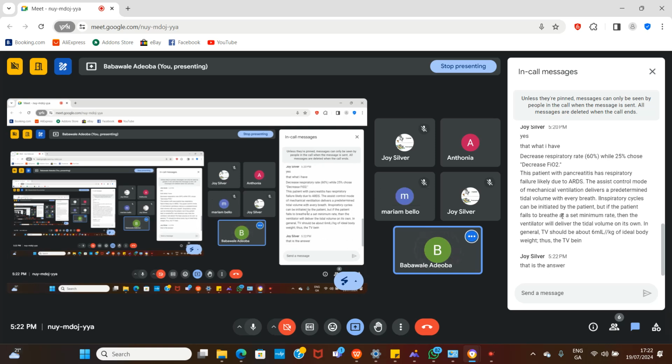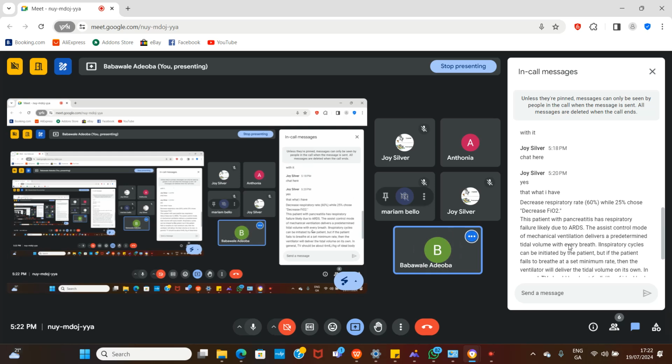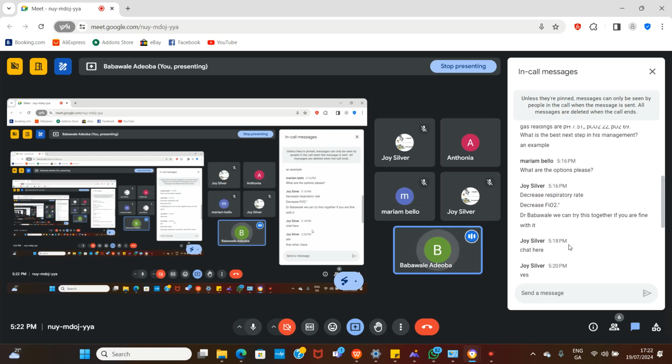Okay. So this patient has pancreatitis, has RDS. But if the patient fails to breathe as well, then the ventilator is going to deliver tidal volume. In general, the tidal volume should be 6 milliliters per kilogram. Okay, yeah, that's fine. That's fine.